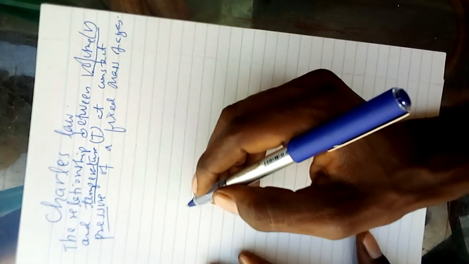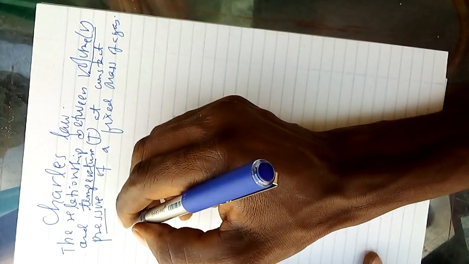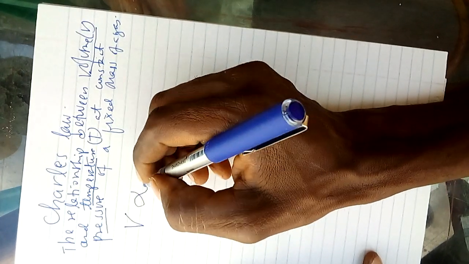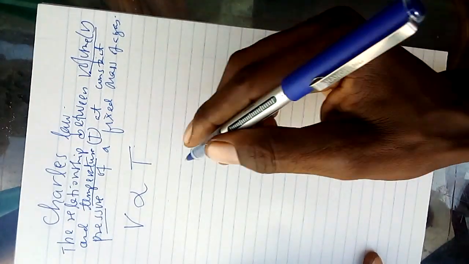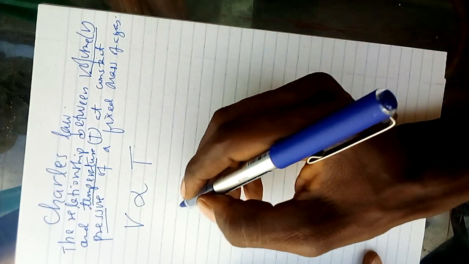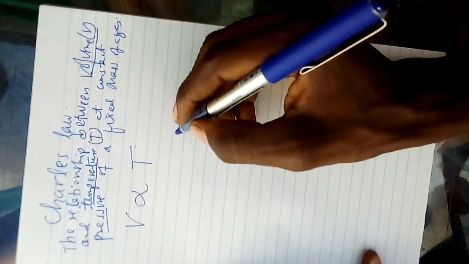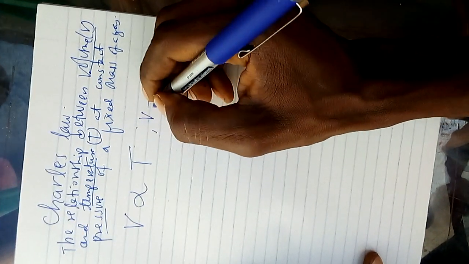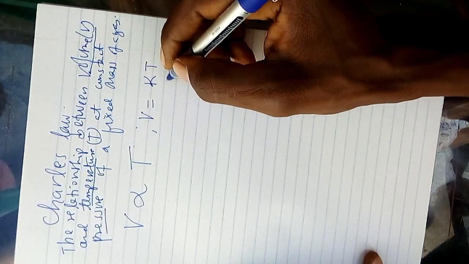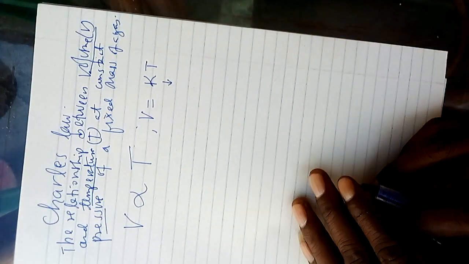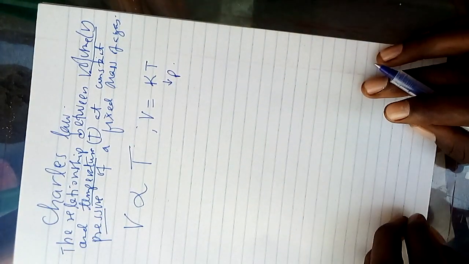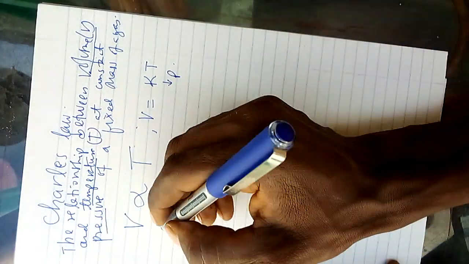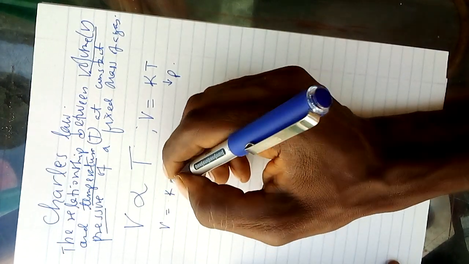Now Charles' law means that the volume is in direct proportion to the absolute temperature. Removing the proportionality sign, volume is equal to KT. But this K is a proportionality constant. It is related to pressure, because that is what is constant. Therefore, V is equal to KT.